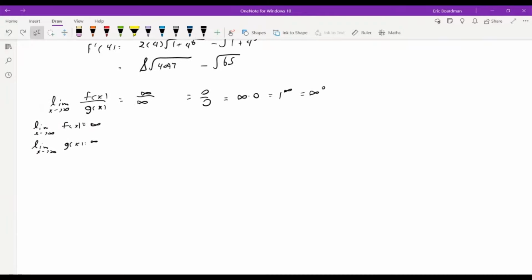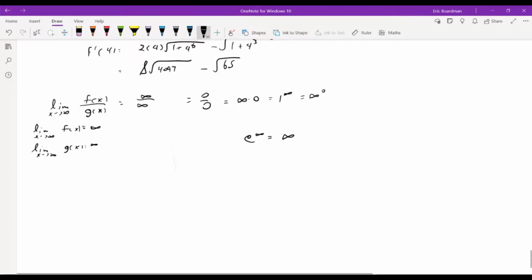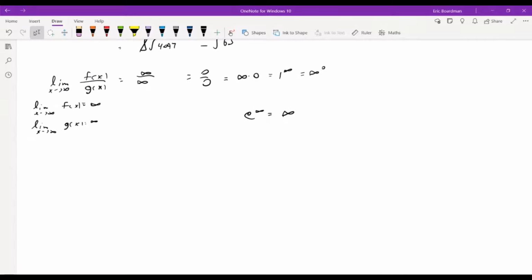And then I saw you mention there e to the infinity. E to the infinity is just infinity, because e is just like 2.718. It's a positive number. So if you multiply it by itself an infinite amount of times, it's going to blow up to infinity. So now I'll go on to the next question.